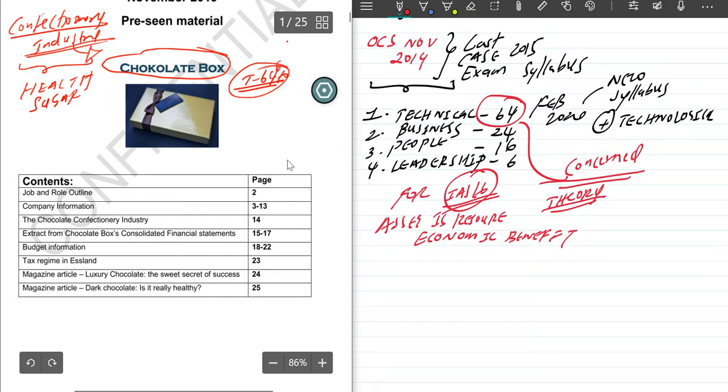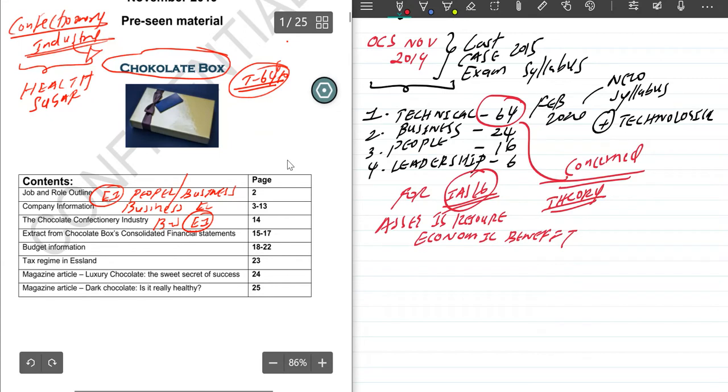Okay students, now if you look at the job and the role outline, I can say here E1 because it's the job HR, and also I can say it is people skill, and also a little bit of business skill, because when you're doing a job, you need to know the industry very well. Company information, that is business skill. Again I can say that is E1 knowledge, the enterprise knowledge. Then the chocolate confectionery industry, again the business skill. Again, it is the E1 knowledge.